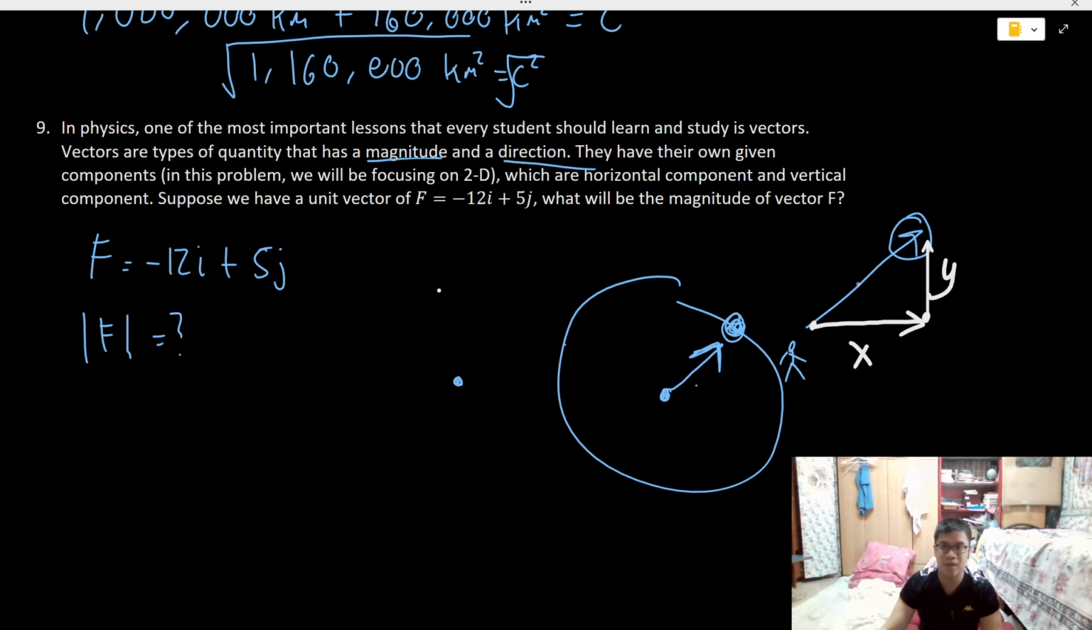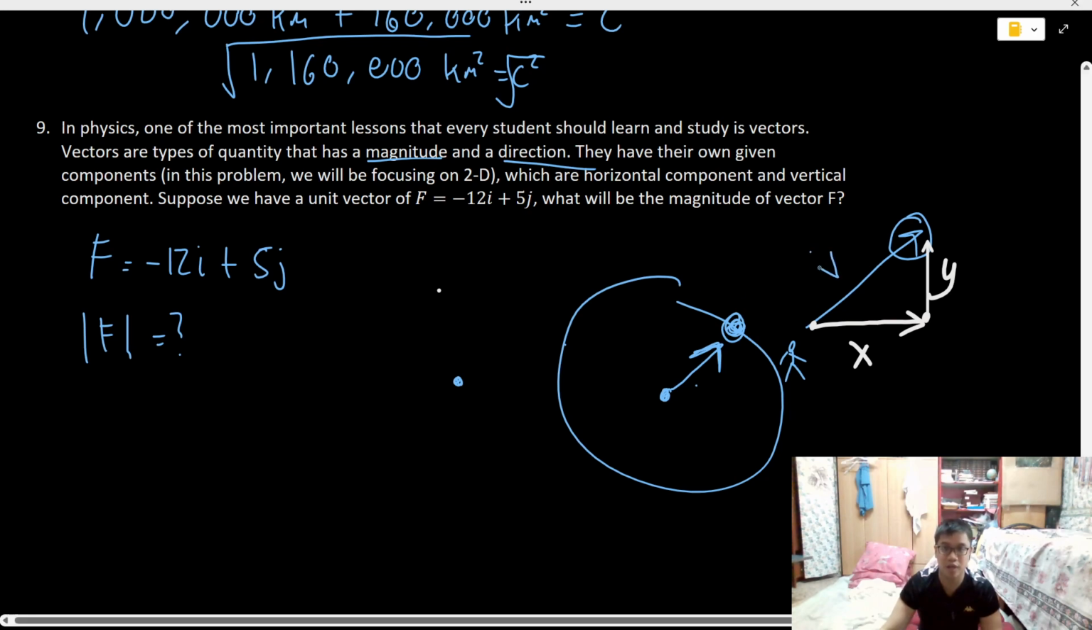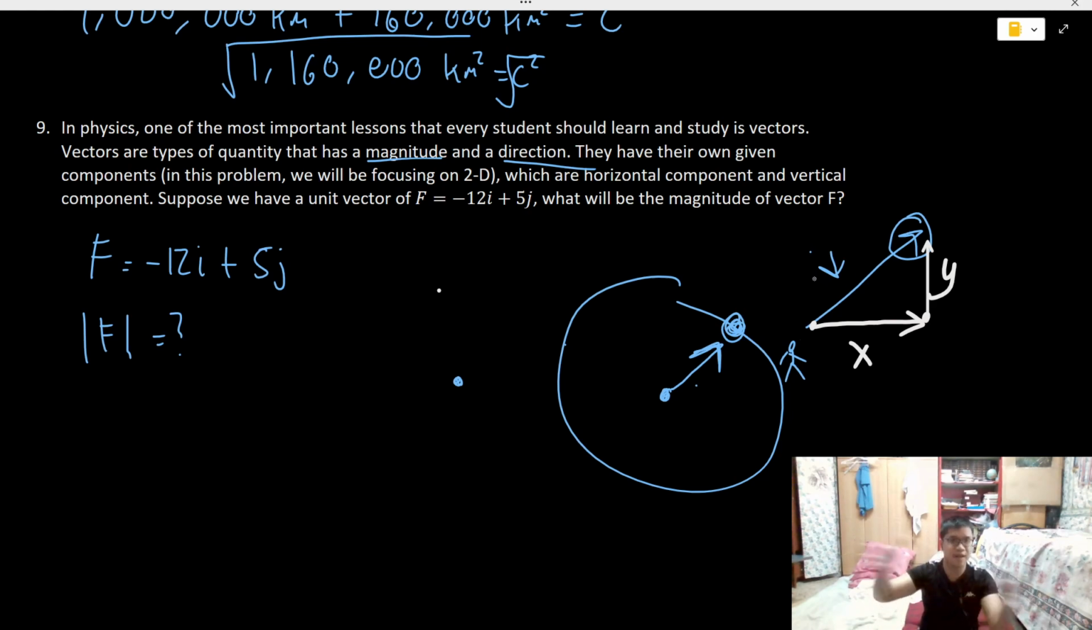So with that, we can apply the Pythagorean theorem here. Because this blue line with the arrowhead is basically your given vector, and that given vector would be the longest side. That would be your C. And your x and y would be just the other legs of the right triangle. So we can let x be your B and y your A. All right? So that's it.